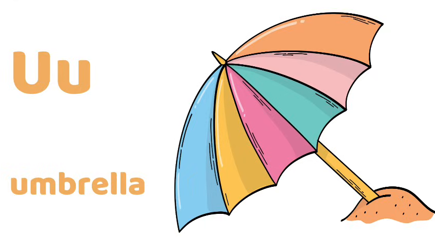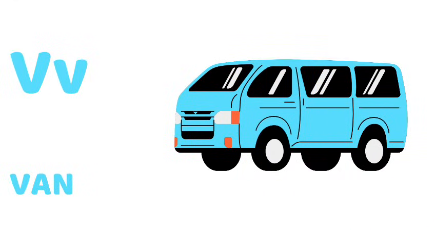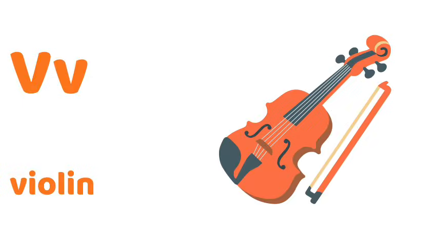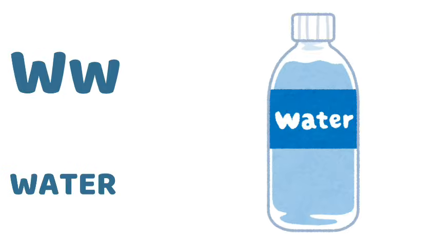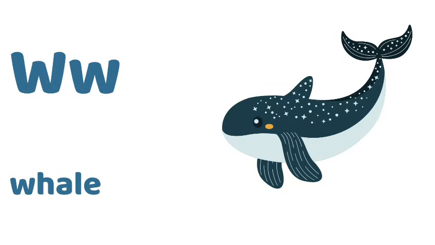V is for van. Van. V is for violin. Violin. W is for water. Water. W is for whale. Whale.